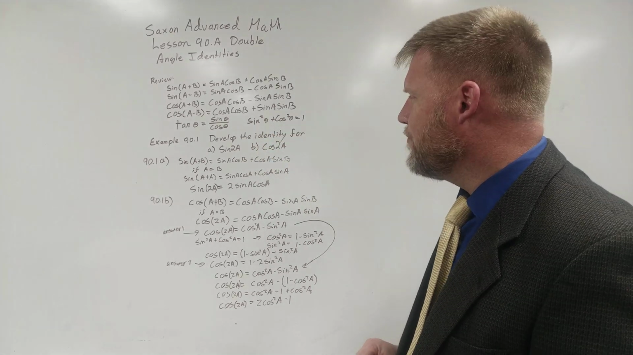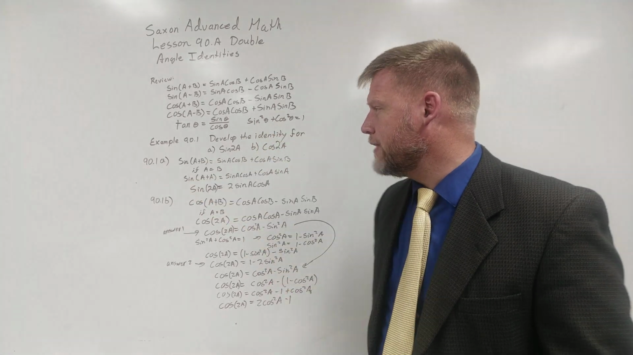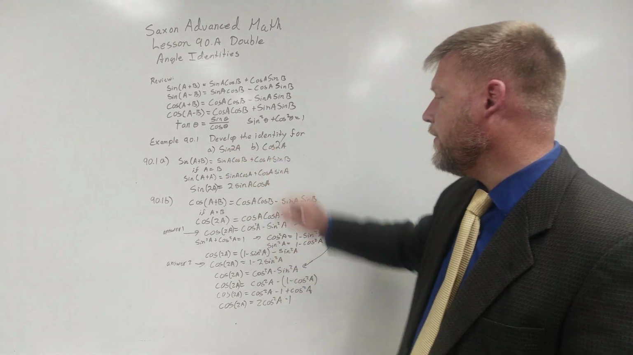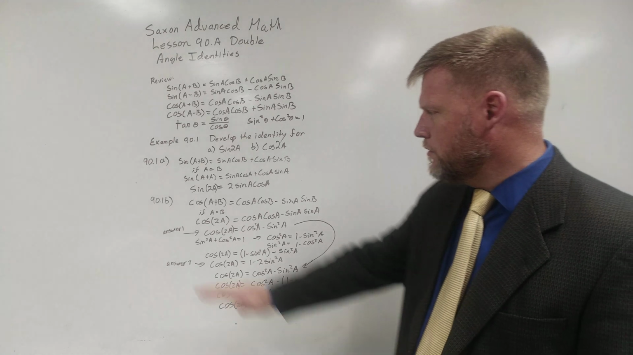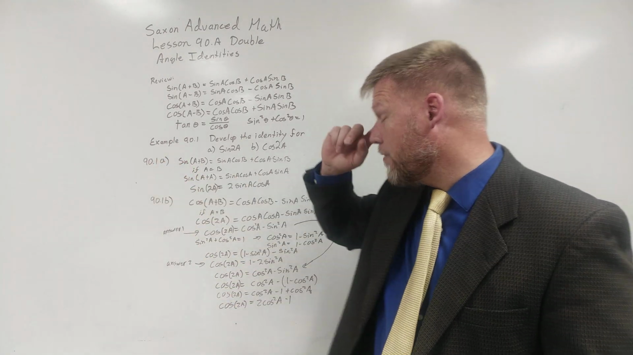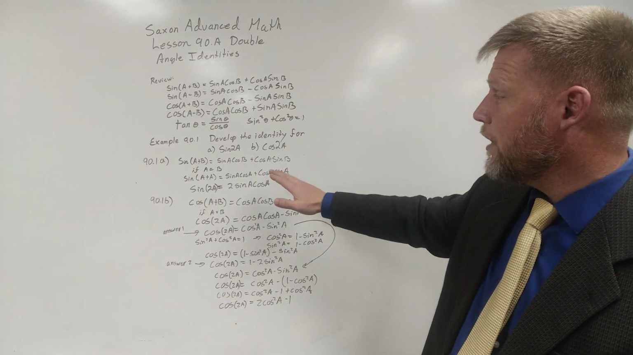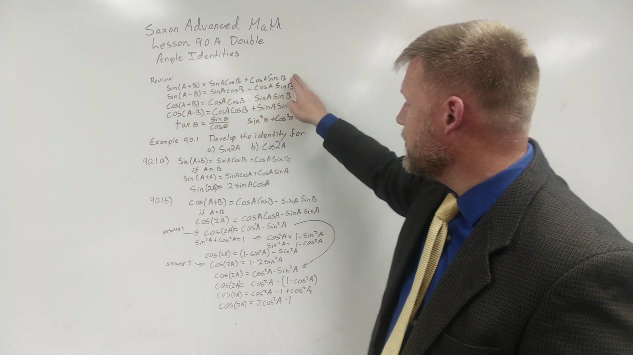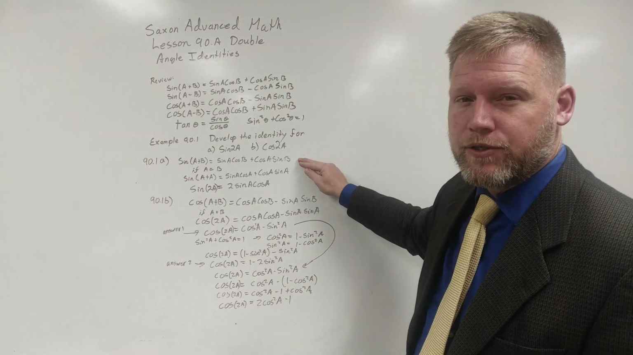But we're going to move into a double angle. So let's say the example 90.1. Develop the identity for sine of 2a and the cosine of 2a. So let's just take the first one, 90.1a. And first of all, we're going to realize that for sine of a plus b, all I'm going to do is rewrite this line right here.